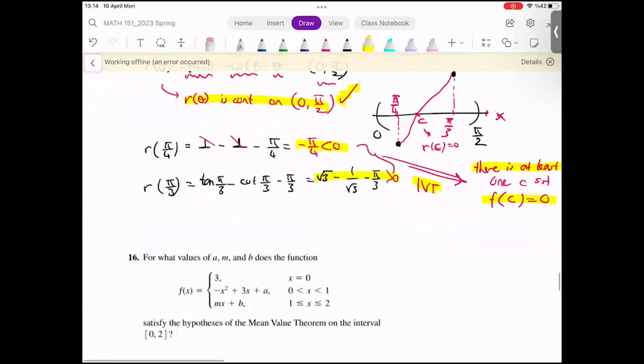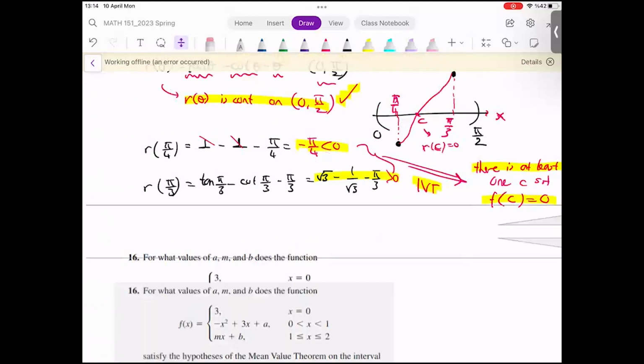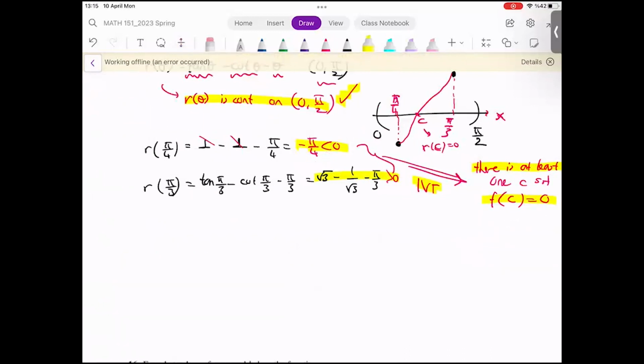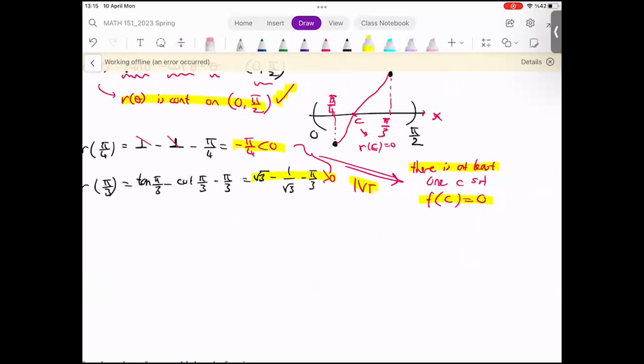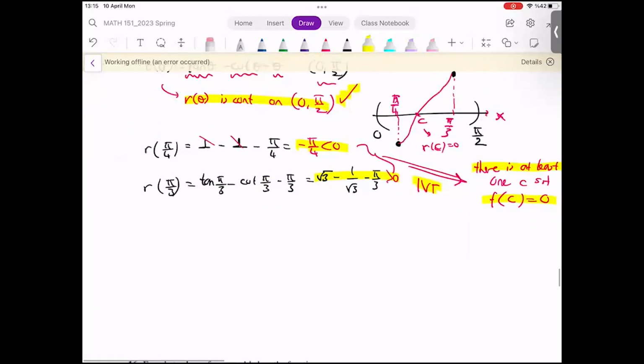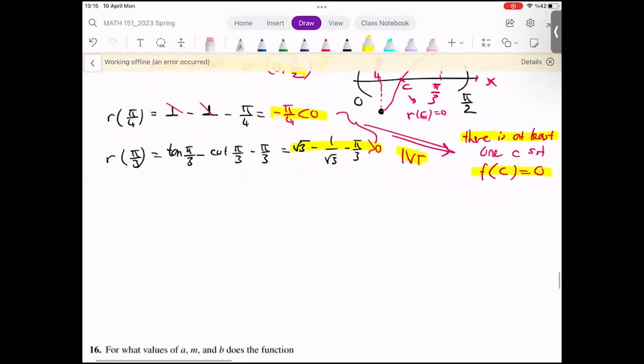Now, how will we prove that there is no other root? There is exactly one root. This conclusion is not enough. It says at least one root, but we want to show that there exists exactly one root. To prove it, we will use Rolle's theorem, and we will use a new idea called proof by contradiction. So you need to listen to me carefully at this point.